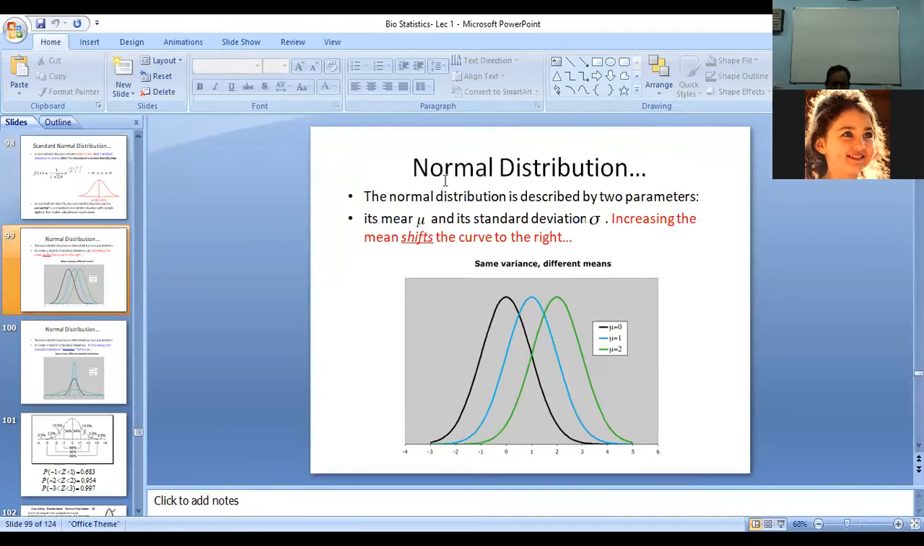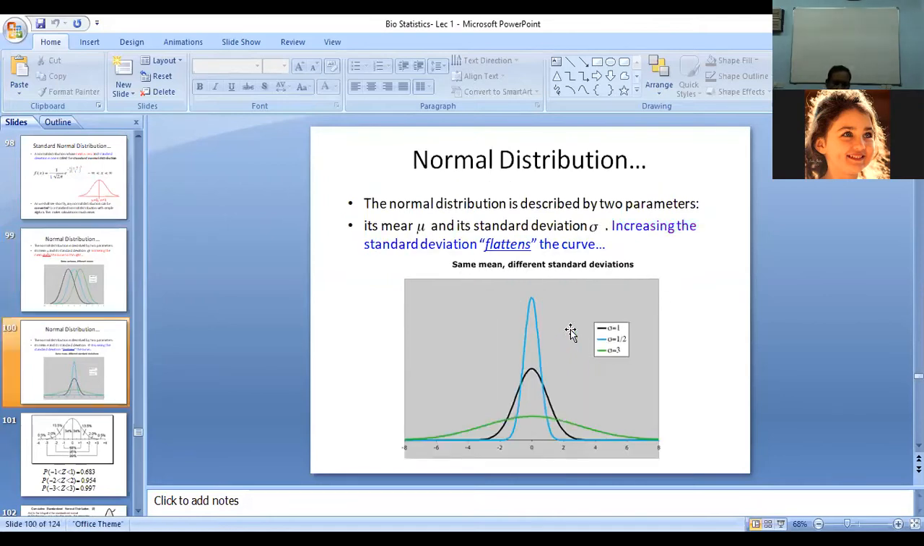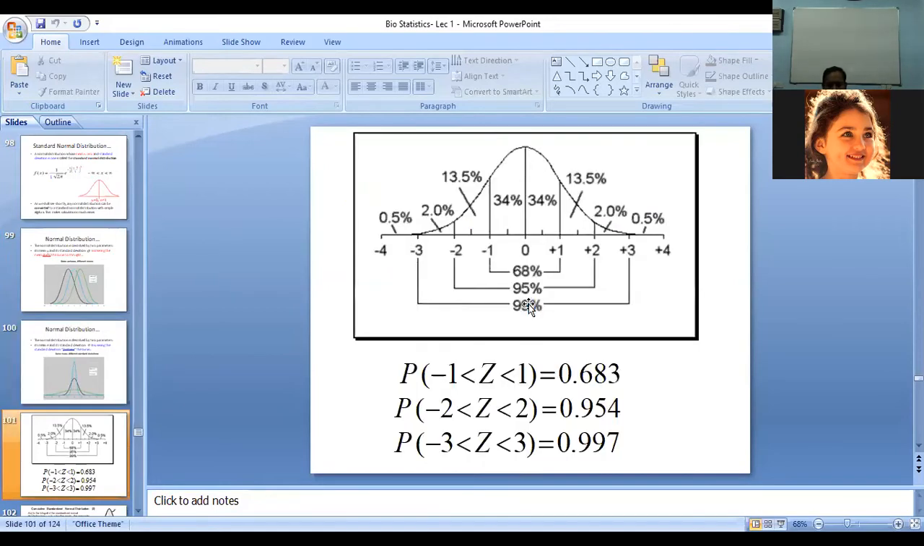If you look at the normal distribution again, here the mean is different, so it shifts to the right or left, but the standard deviation or variance is the same. We saw this last time. Here the mean is the same, but the standard deviation differs. If the distribution becomes more and more flat, it has a higher standard deviation. This one has a higher standard deviation than the black one, this blue one.